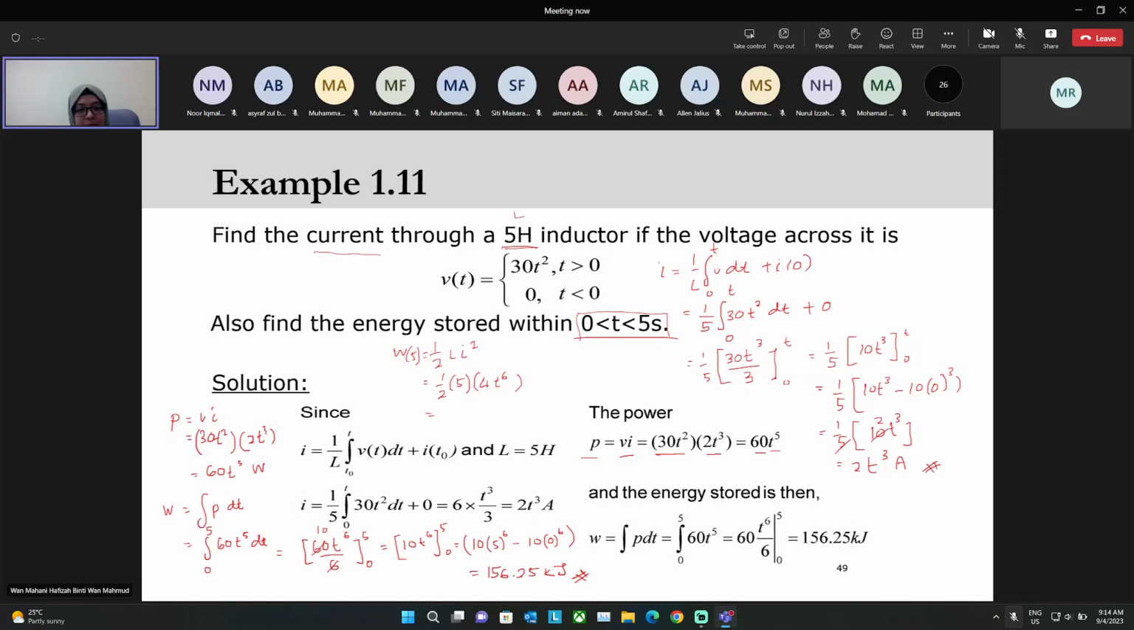Lima kali 4, 20. Bagi 2, 10. So 10 T kuasa 6. So W pada masa 5 sama dengan 10, 5 kuasa 6. So sama je dengan ni. Dapat juga jawapan dia lah. Sebab dia dalam tempoh 0 ke 5. Kalau dia minta 1 ke 5, then this equation cannot be applied anymore.